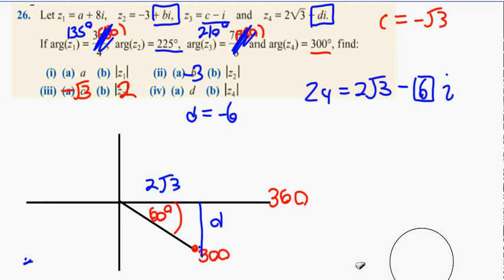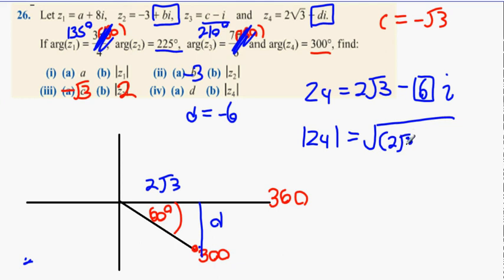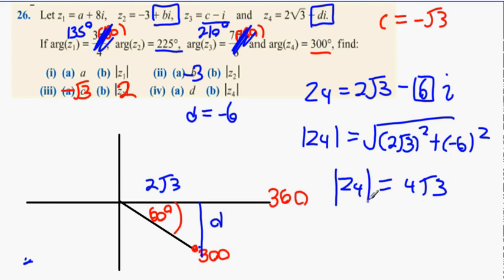Next thing you have to do is get the modulus. So the modulus of Z4 is the square root of 2 root 3 squared plus minus 6 squared. Put that into the calculator and we find out that the modulus of Z4 is going to equal 4 root 3.